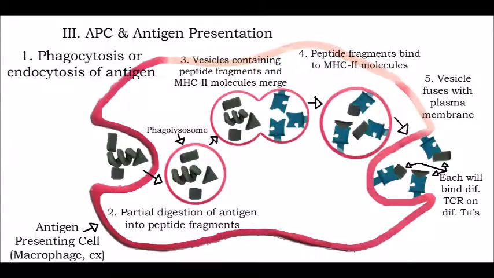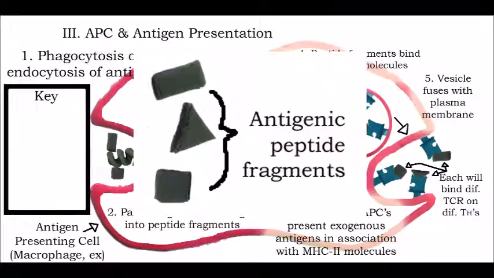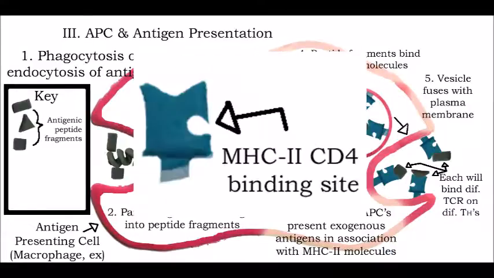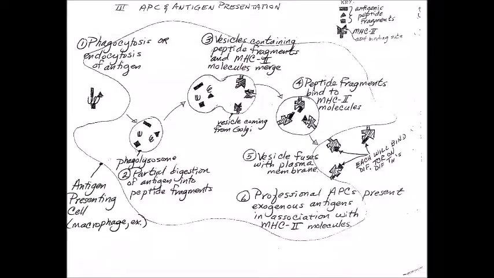Each will bind to different T cell receptor on different helper T cells. 6. Professional antigen-presenting cells present exogenous antigens in association with MHC-II molecules. The key indicates that rectangular, triangular, and square shapes represent antigenic peptide fragments, and that the notch in the MHC-II represents the CD4 binding site. Here is what Professor Rudolph's diagram looks like.